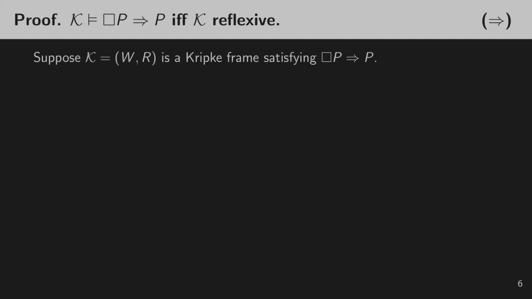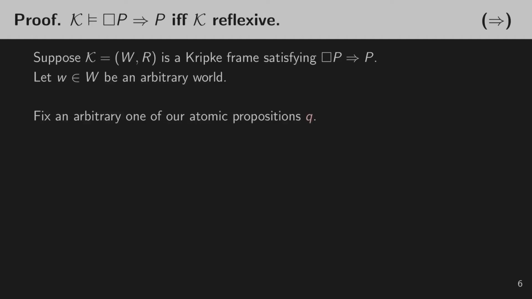Let's prove the forwards direction. So suppose we have an arbitrary Kripke frame satisfying box P implies P. Let's let W be an arbitrary world, and Q be an arbitrary one of our atomic propositions. Now, since our Kripke frame satisfies box P implies P, it should do so for every possible valuation. Let's make up a valuation right now. We're going to make a valuation such that Q will be true in a world X, if and only if W points to X along our relation R.